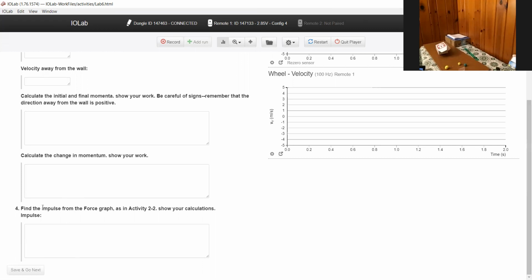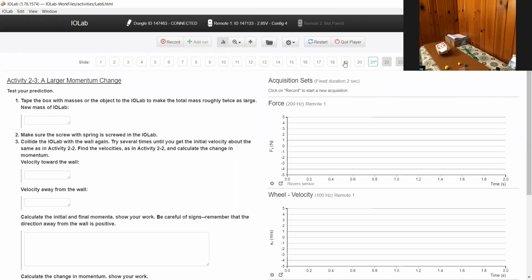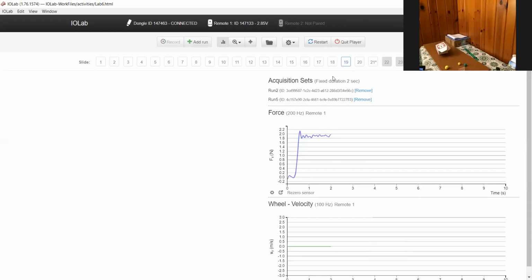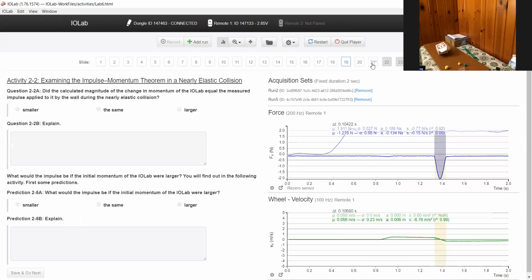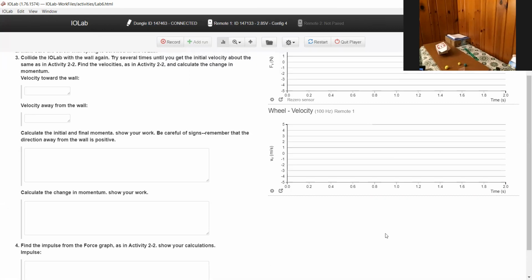And then for impulse, from the graph you have to select the area, same as we did the last time. The area here. Then you can click on save and go next after you're done.